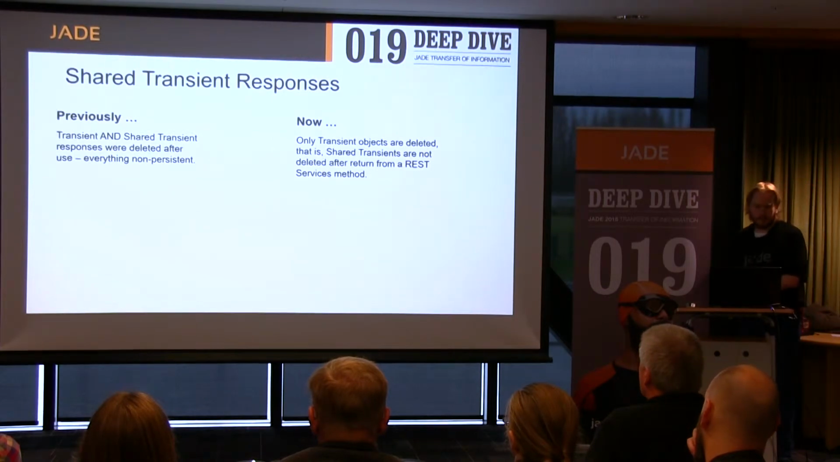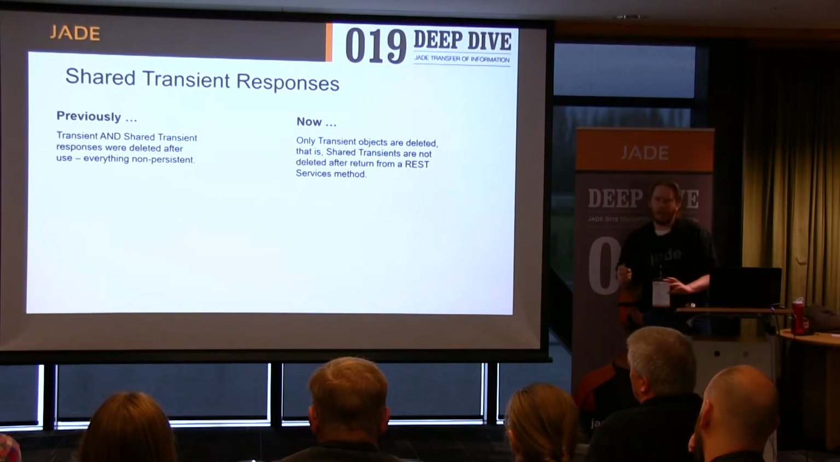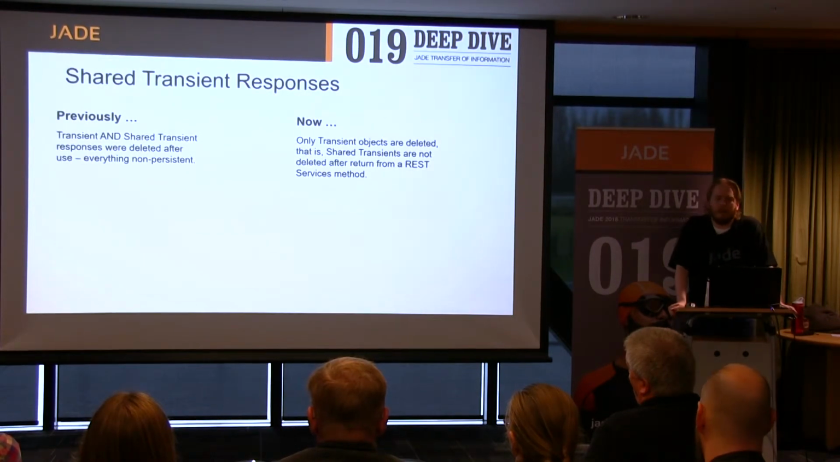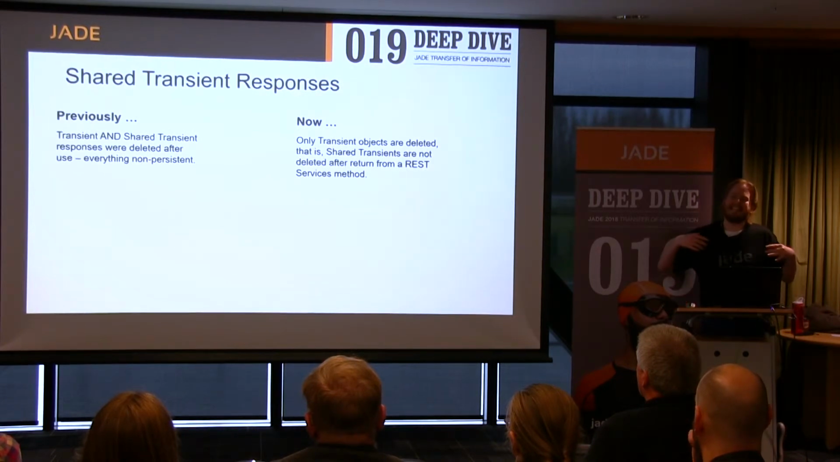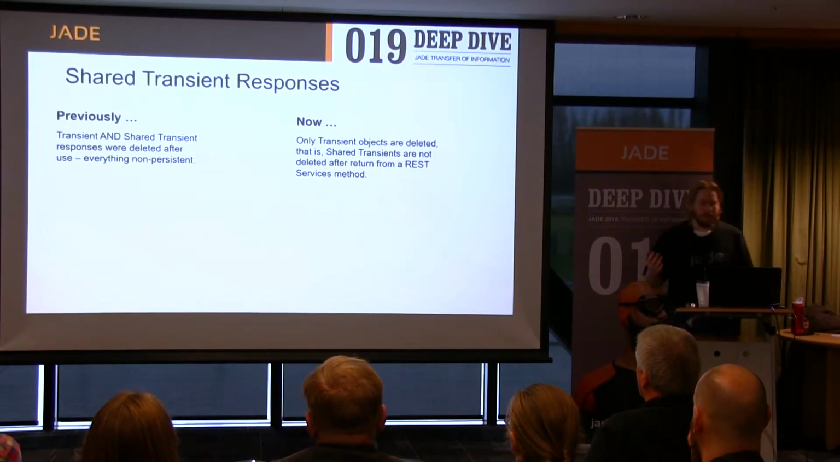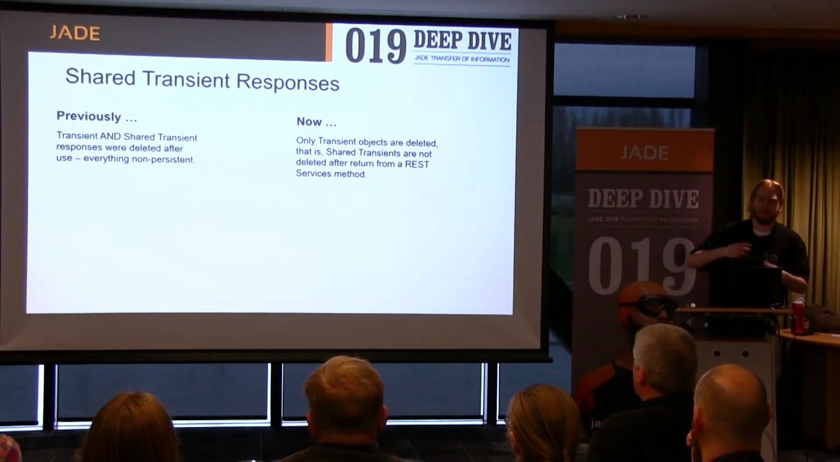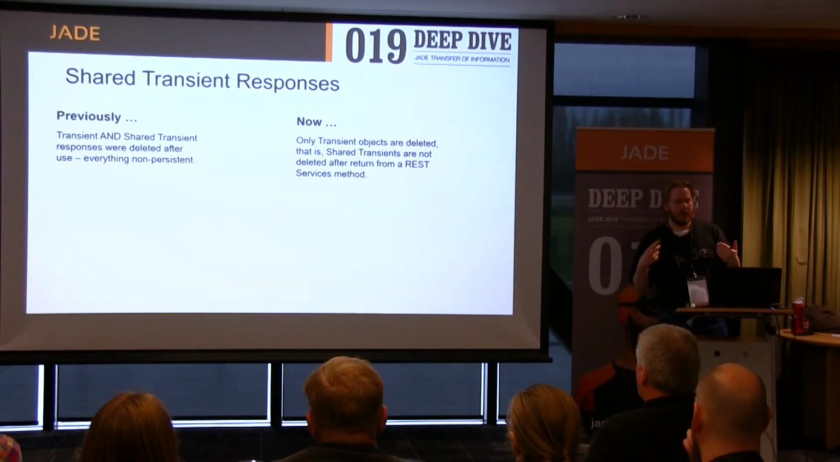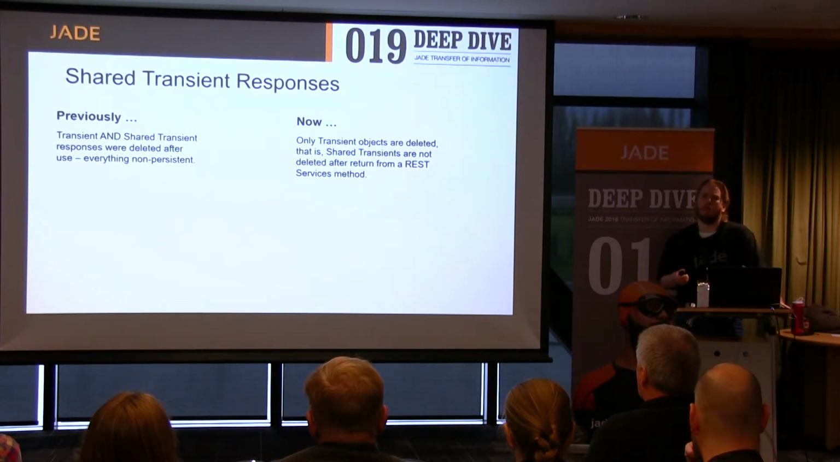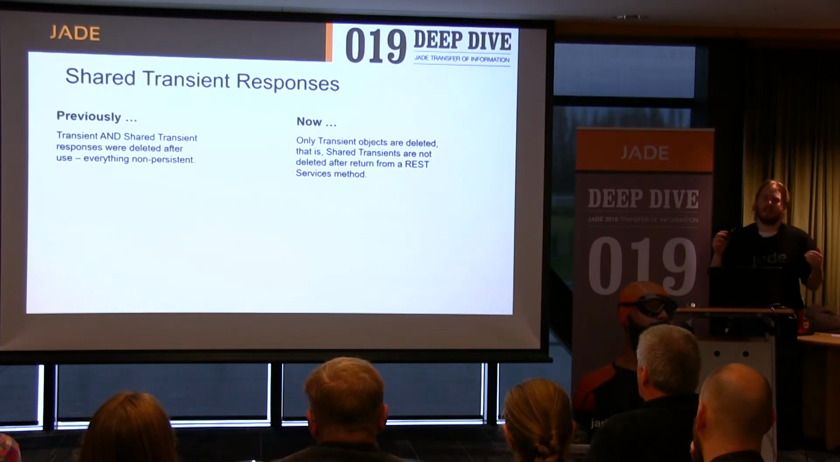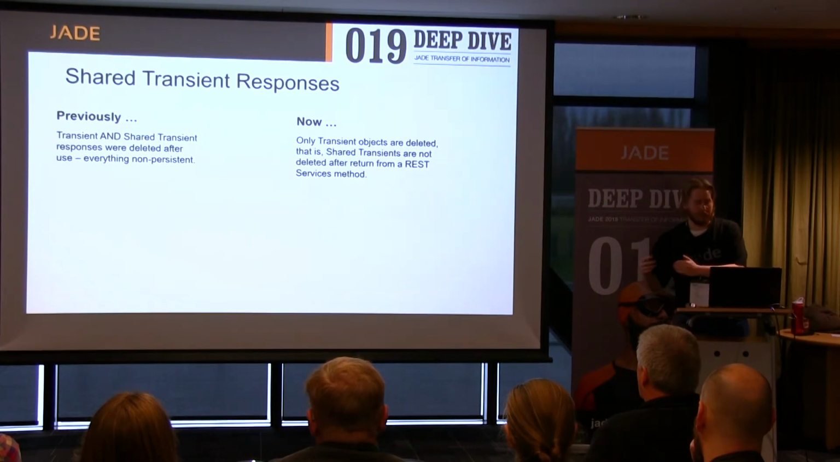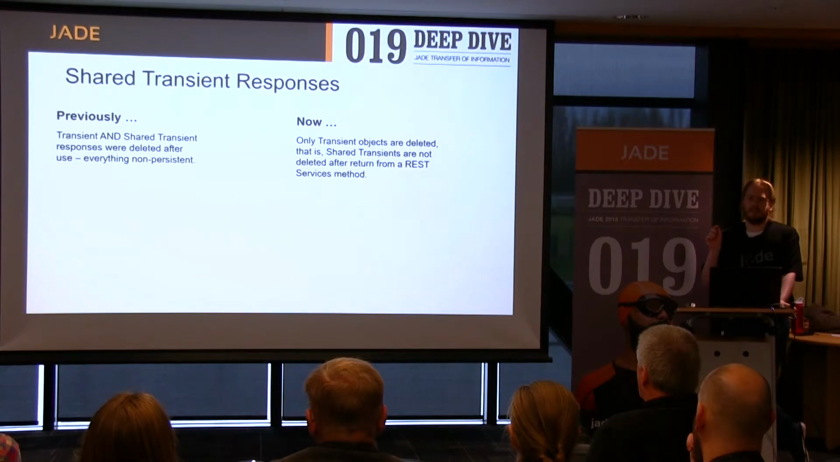Finally on this one, shared transient responses. This was another one which was essentially a bug that we fixed. Previously, the rule of whether to delete a REST response object was it would delete everything except persistent objects. Now that's fine for just a normal transient, but what that would also mean is that you'd be deleting shared transient REST response objects, which you wouldn't necessarily be wanting to do. We've just flipped that rule a bit to say, now we're going to delete only transient REST response objects. So shared transient REST response objects will now not be automatically deleted.